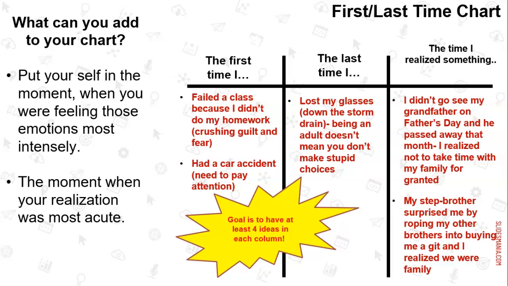So, for instance, I have the first time I failed a class. Well, that was meaningful because I felt like this crushing guilt and fear. It was a really emotional experience. The first time I had a car accident, I learned that I have to pay closer attention because even if I'm doing everything right, somebody else may not be, and I can still get into trouble. The last time I lost my glasses, I dropped my glasses down a storm drain, and why that was important, I learned that just because I'm an adult doesn't mean that I don't occasionally make bad decisions.